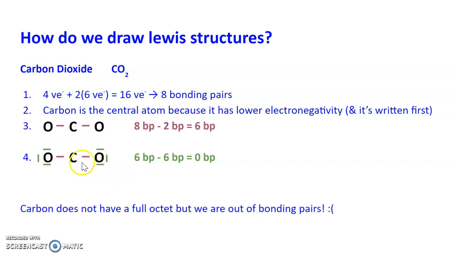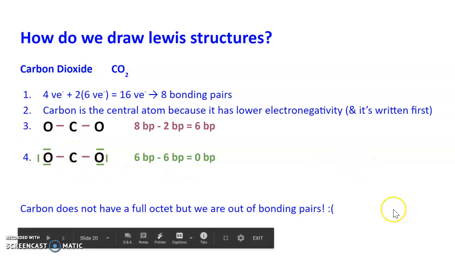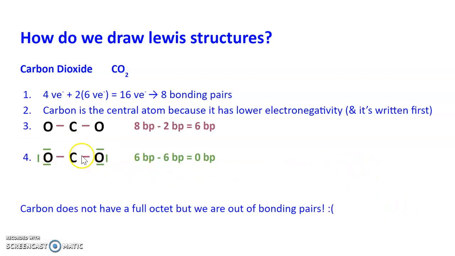It's happy. Carbon, on the other hand, only has 2 bonding pairs, which means it only has 4 electrons. So carbon thinks this deal is bad. Carbon is like, I am not stable, I do not like this, I need more electrons. So because of this, we have to double share our electrons. And we're going to make a double bond to do that.